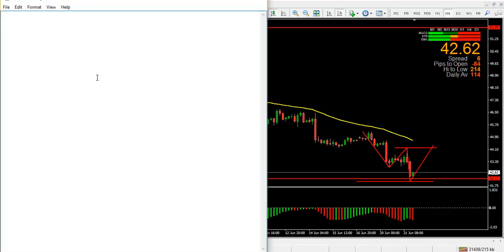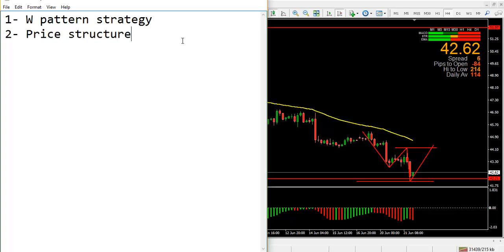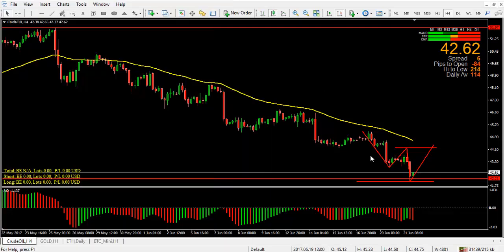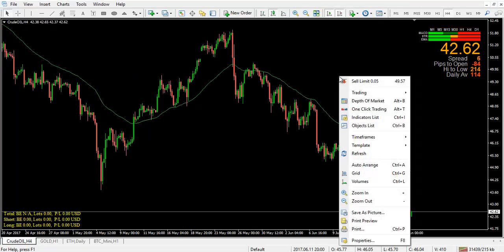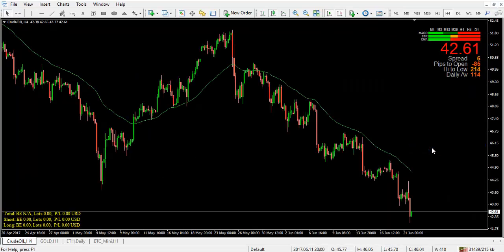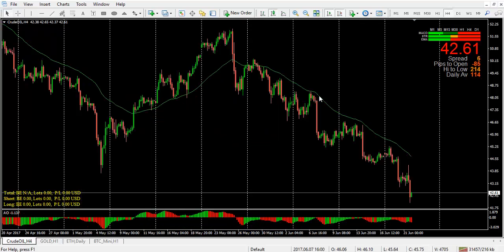Let me just open the notepad. Number one is the W pattern strategy. The second one is the price structure. We have three main kinds of price structures: the bull channel, the bear channel, and the sideways channel. Let me load the template. So let us draw our channel.